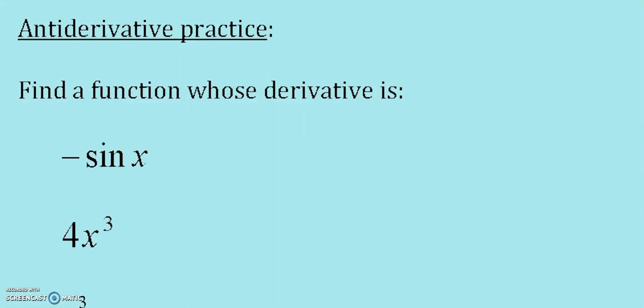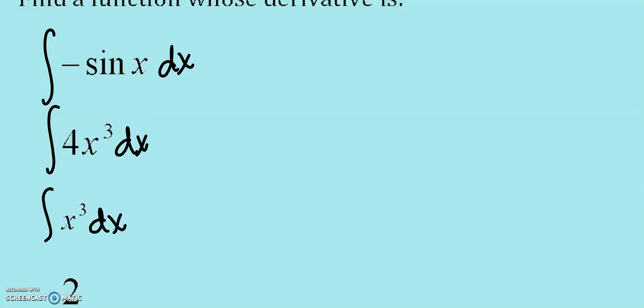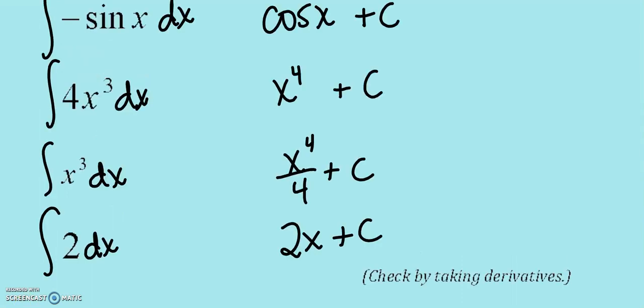Okay, so antiderivative practice, find a function whose derivative is this. So what this really means is for each one of these, we are finding the indefinite integral with respect to our variable of integration x. So go ahead and pause, take a minute, fill those out. Hopefully those went okay for you.